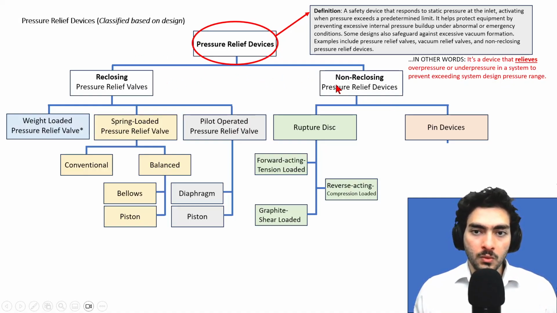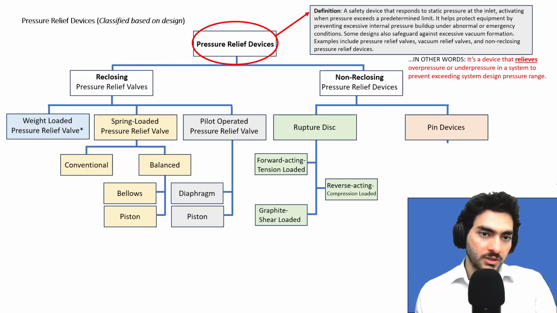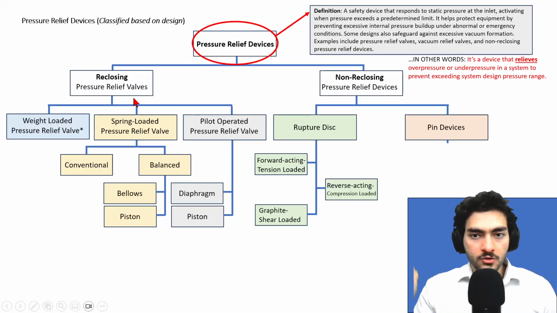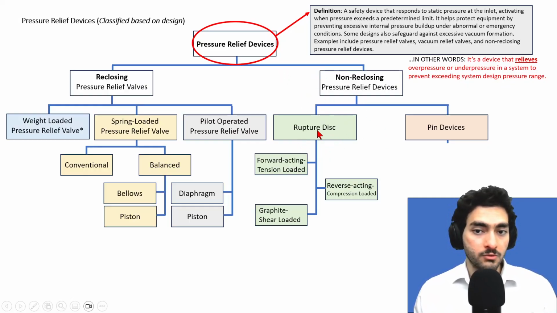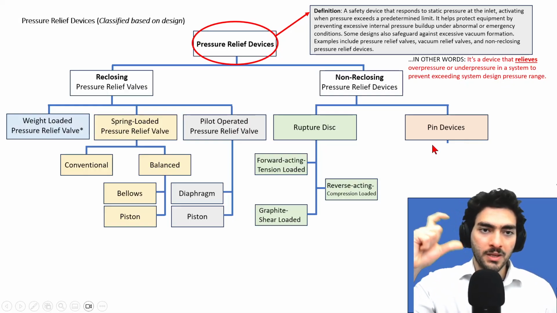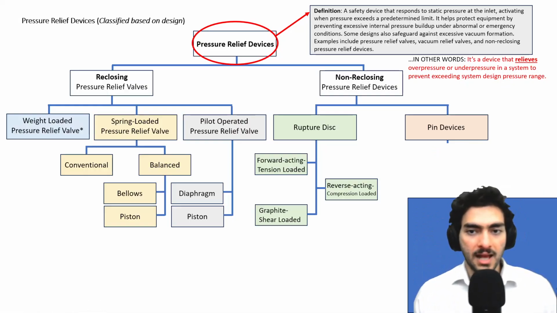And so the way I've classified the pressure relief devices is reclosing pressure relief devices, and in that case, it's pressure relief valves, or you could have non-reclosing pressure relief devices, and in that case you can have a rupture disc, which is a disc that you have to replace, or pin devices, which are pins that you'd have to replace after the device activates.